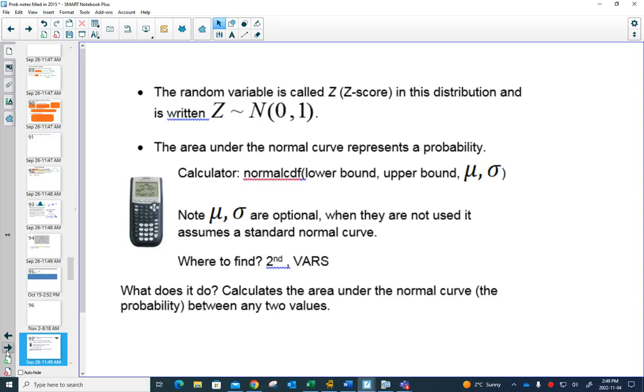So I just talked about this, that the area under the curve represents probability. And we have a way of figuring out the area under a curve with our calculator. Just like where we found the binom CDF and binom PDF, we use the normal CDF where we put in a lower value, an upper value, mean and standard deviation to figure out things.